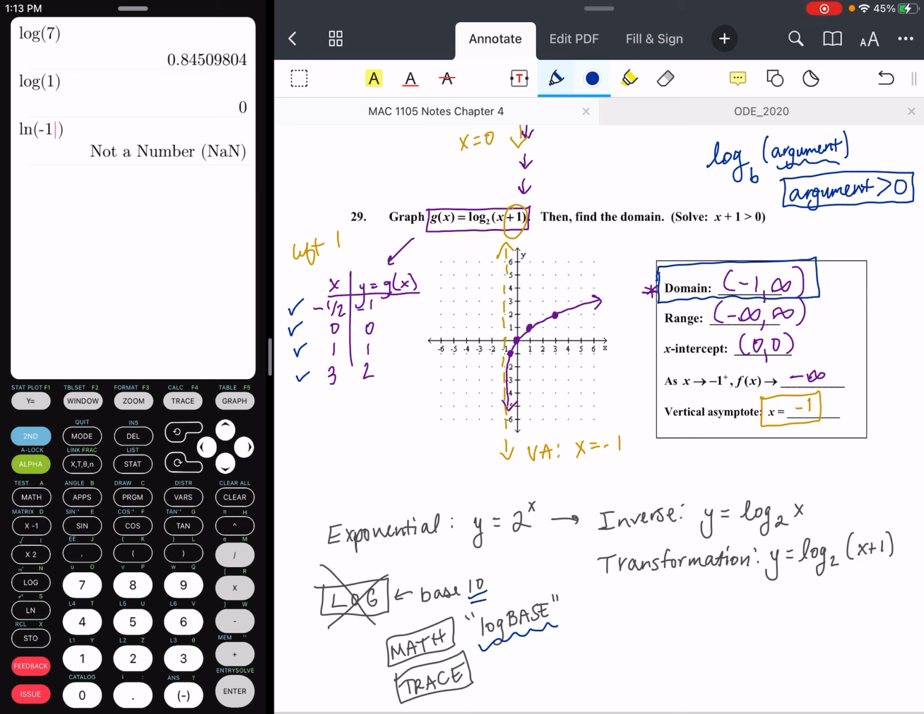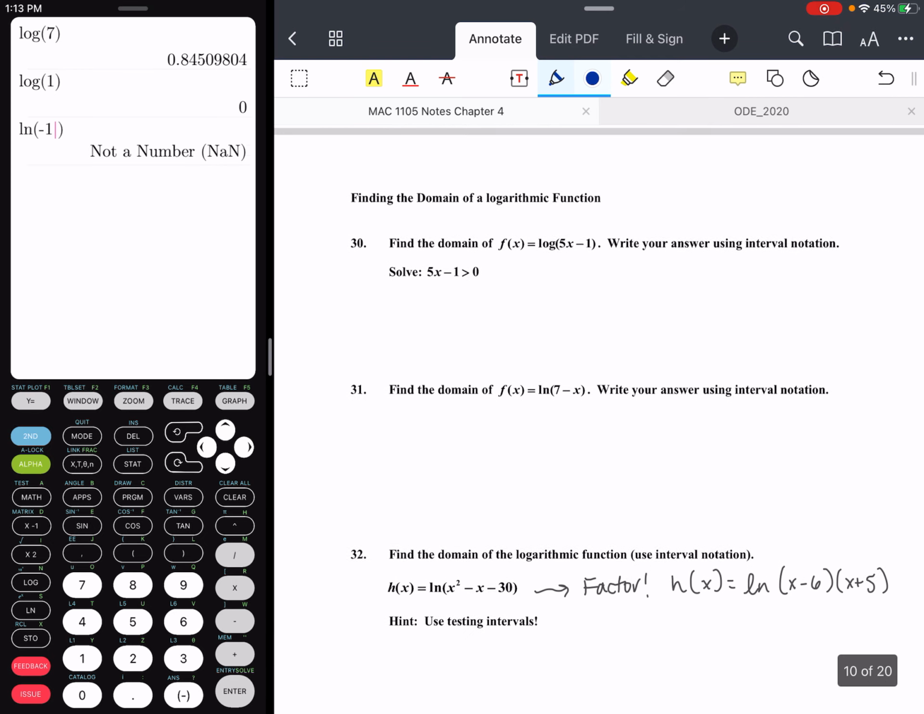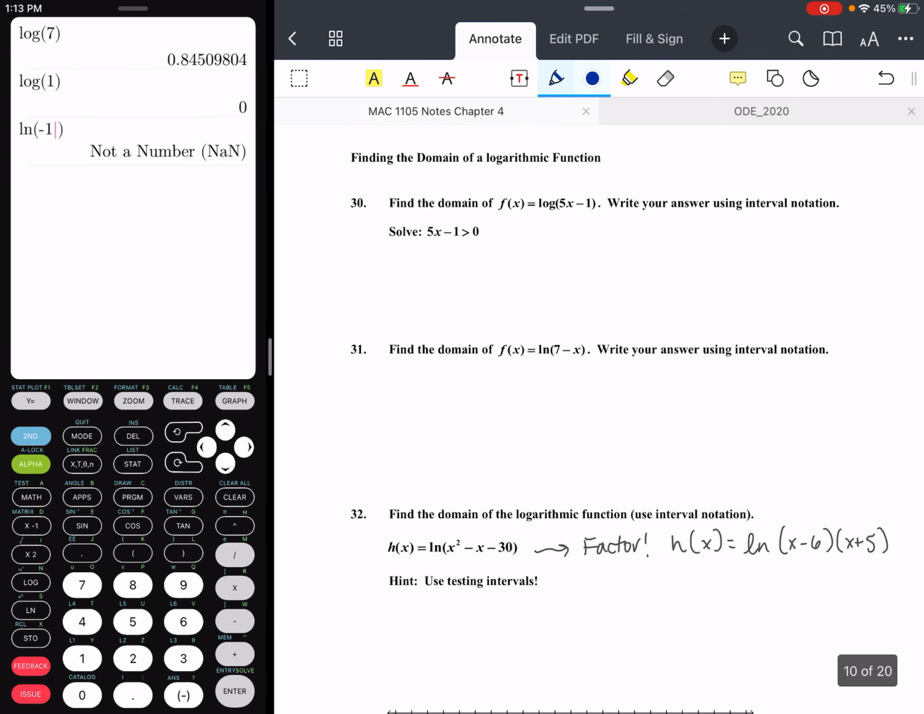So in this case, the argument for number 29 is x plus 1. So we want to solve x plus 1 is greater than 0. And then, of course, we could just subtract 1 from both sides, which gives us x is greater than -1. And in interval notation, that's -1 to positive infinity with rounded parentheses. So whenever you're asked to find the domain of a logarithmic function, take whatever you're taking the log of, which is the argument, and set it greater than 0.